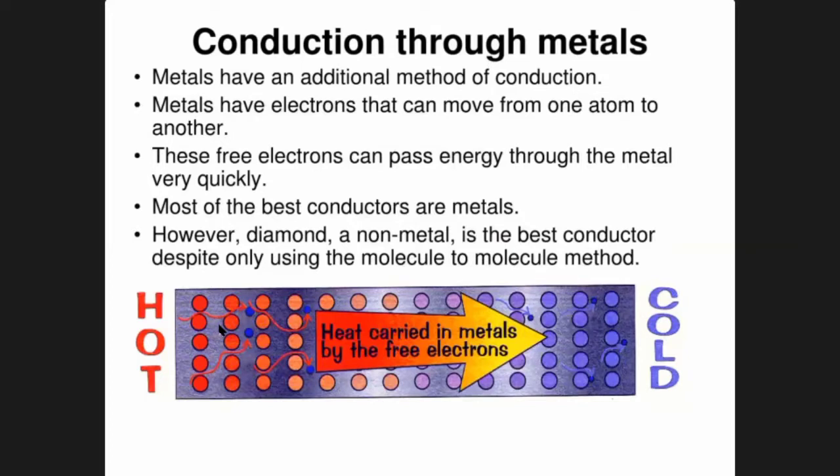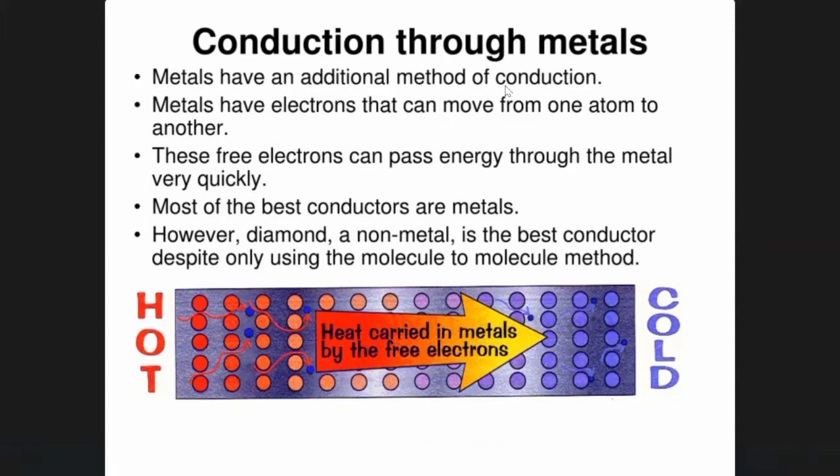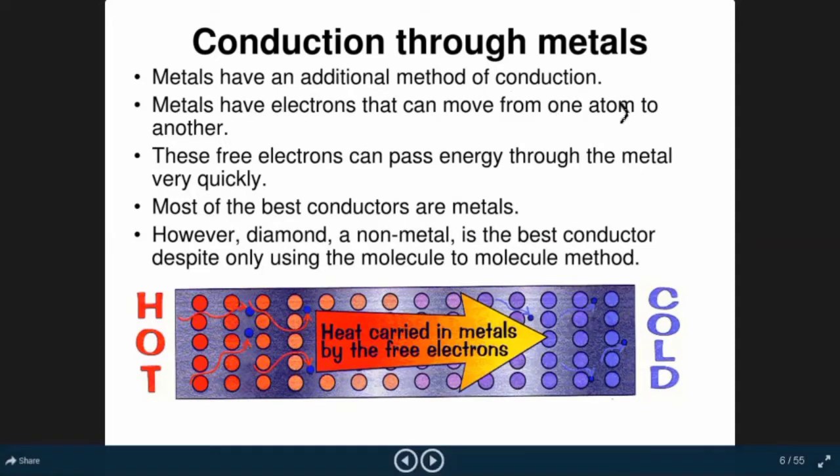Let's see how conduction takes place through metals. Now, metals have an additional method of conduction. Not only do the molecules vibrate and pass on energy, they also have free electrons. You have studied in chemistry that every atom of metal has free electrons that form a sea of electrons. Now, these metals have a sea of electrons that can move freely from one atom to another, and hence they can pass energy through metals very quickly.